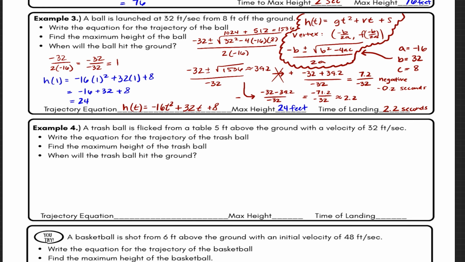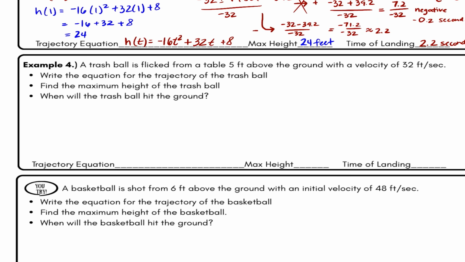We can go straight into finding our trajectory equation. So reading the question, we have a trash ball, and it's being flicked from a table 5 feet above the ground. So that's our starting height, with a velocity of 32 feet per second. Great. So we know it's going to start off as h of t equals negative 16t squared. Our velocity was 32, and our initial height was 5. Sweet.